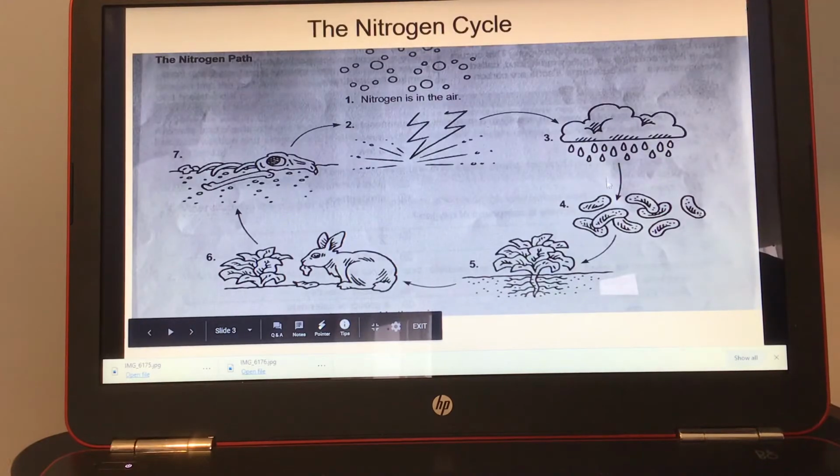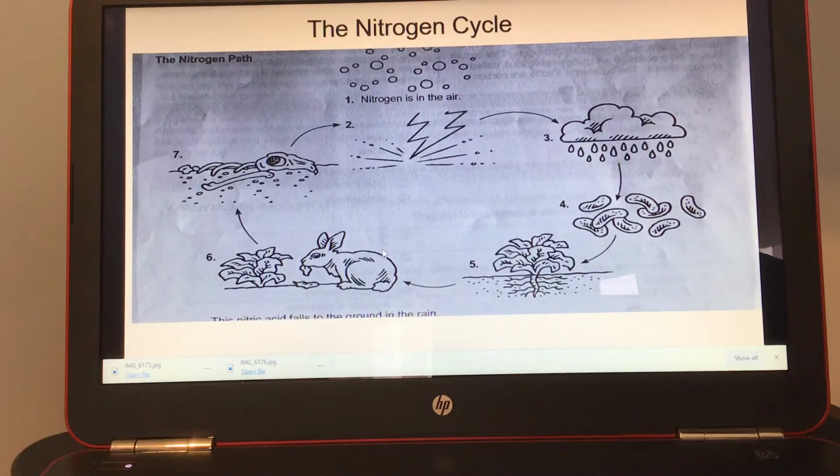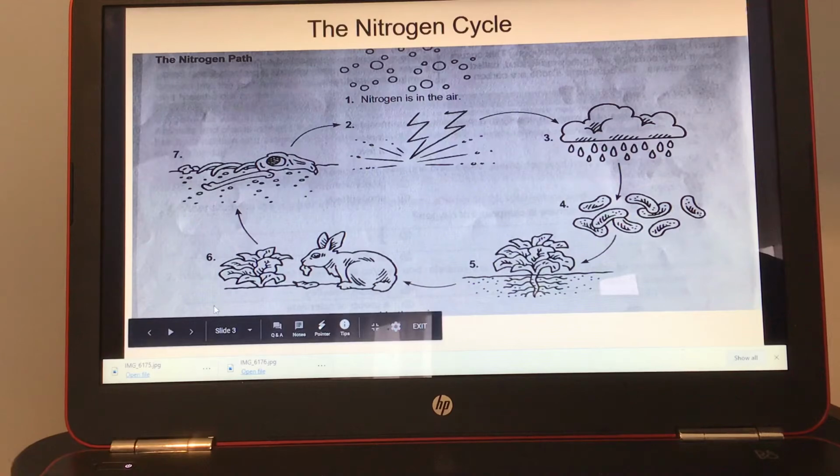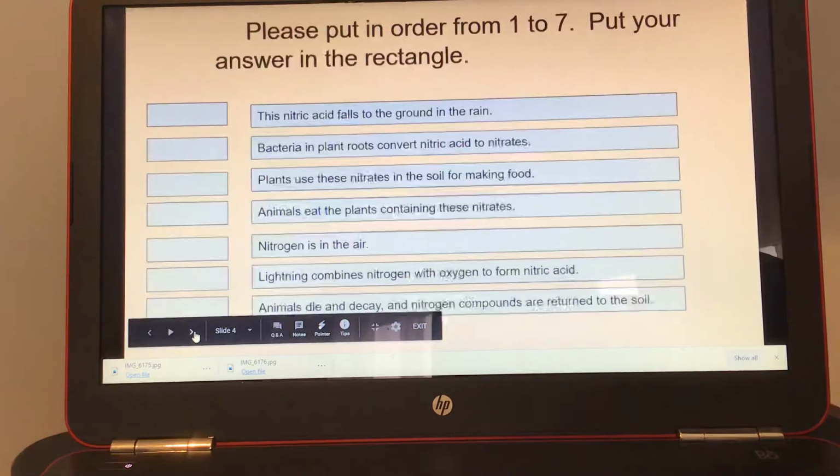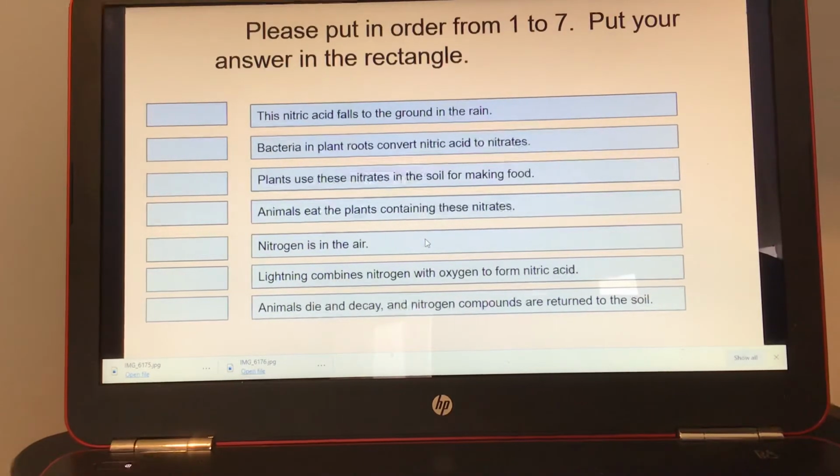Okay, and here is a diagram showing you the nitrogen cycle. I want you to look at that. And then I want you to put these 7 things in order. You put the number in the rectangle here from 1 to 7. So I'll help you with the first couple ones.